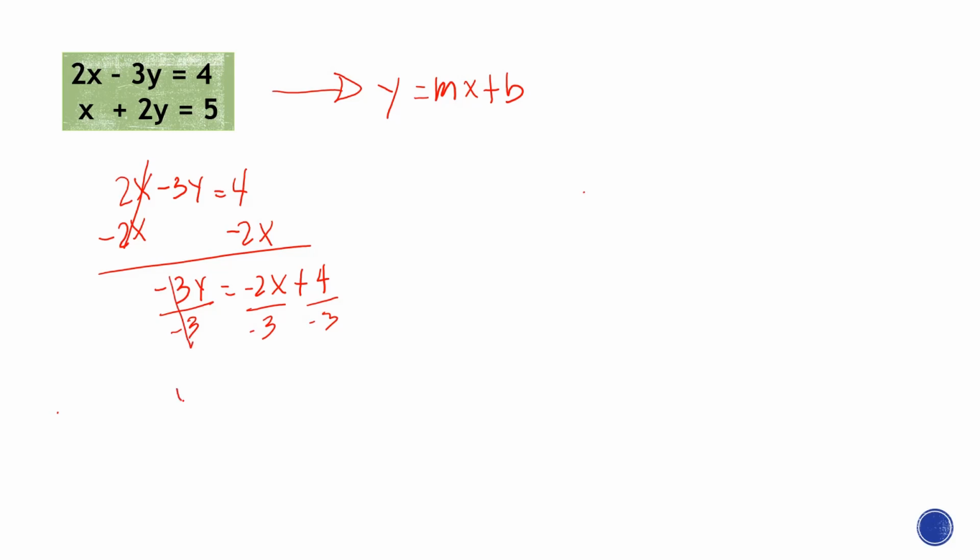So you can cancel that out. This will be positive 2/3 x. Negative divided by negative is positive. Positive divided by negative is negative 4/3. So here our slope is the numerical coefficient of x. That's 2/3. And then the y-intercept is at 0 and negative 4/3.